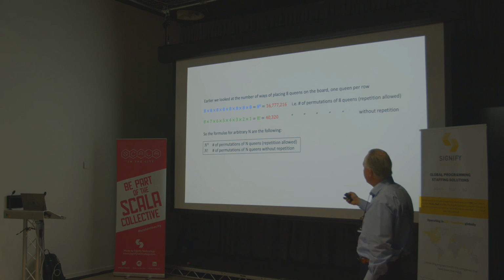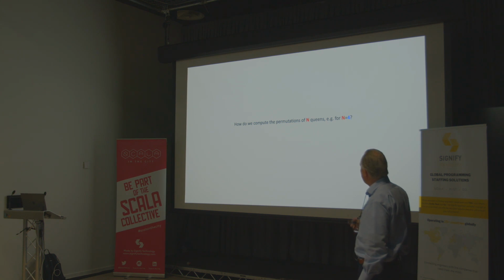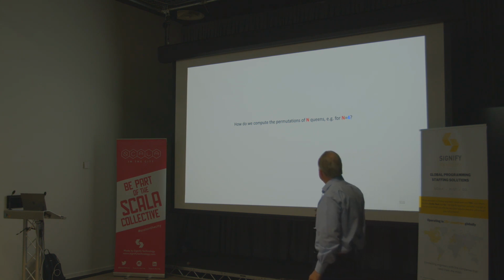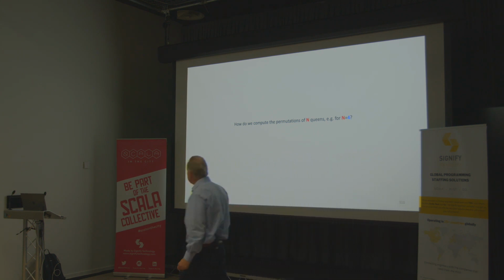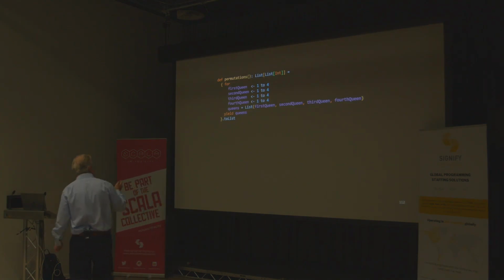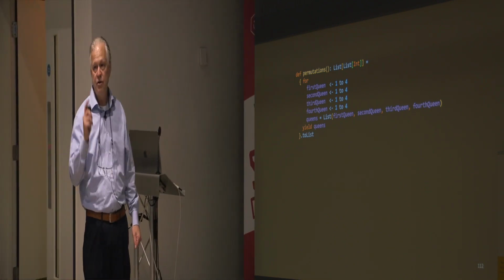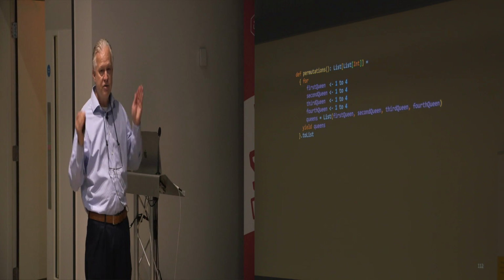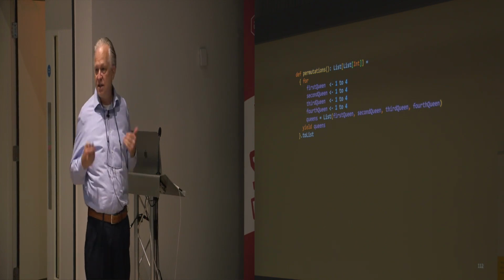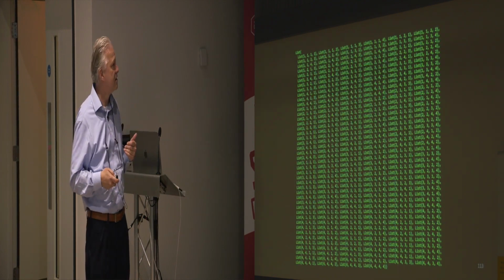So for arbitrary n, the formula is n to the power of n, and n factorial. So how do we compute the permutations of n queens, for example, for n equal to 4? We can use this simple code. It picks a column between 1 and 4 for the first queen, then it does the same for the second, the third, and the fourth queens. It puts the results in a list, and the for comprehension yields the list.